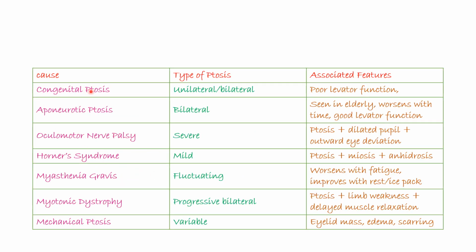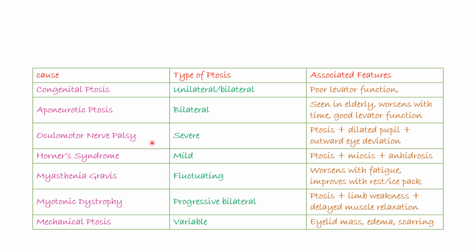So this is kind of a repetition, the differential diagnosis of ptosis. We said congenital ptosis, which is most commonly unilateral, however, we can also have bilateral, and is associated with poor levator function. Aponeurotic ptosis is most commonly bilateral and is seen in the elderly, and this usually worsens with time. The reason behind this is poor attachment of the levator muscle. However, we have good function of the muscle.